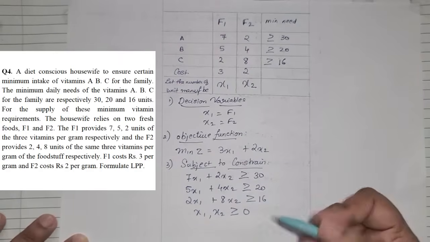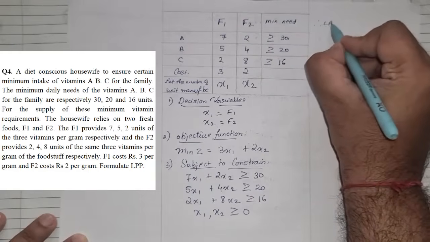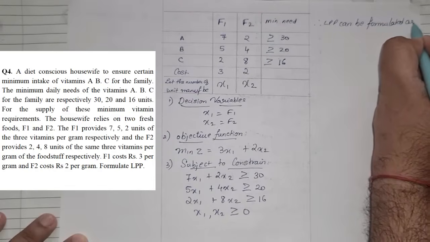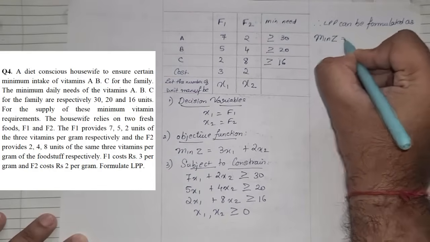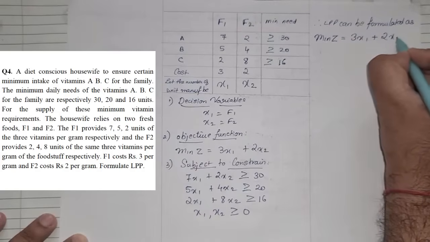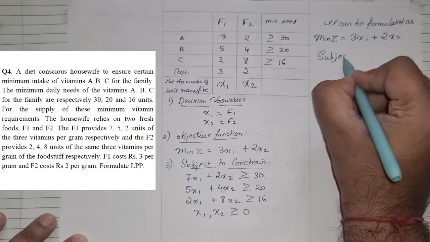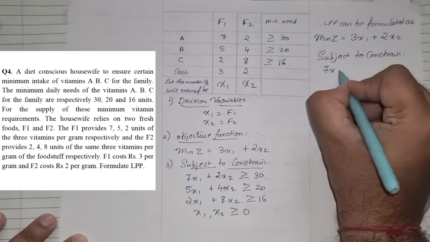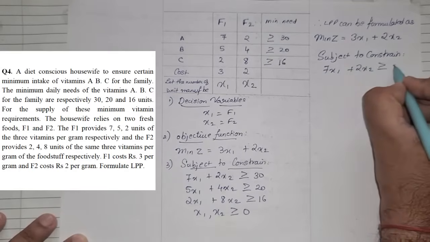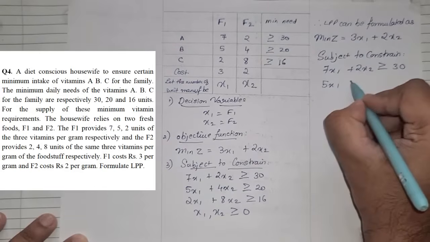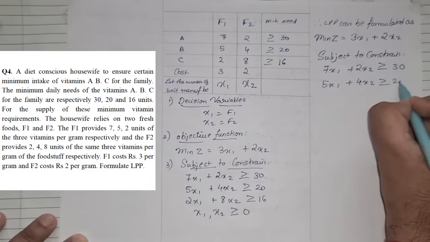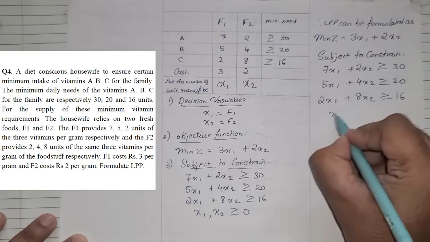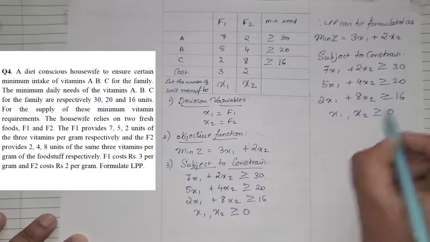Once you have done this, now I can finally write, therefore LPP can be formulated as minimum z is equals to 3x1 plus 2x2, subject to constraint 7x1 plus 2x2 greater than equals to 30, 5x1 plus 4x2 greater than and equals to 20, 2x1 plus 8x2 greater than and equals to 16, and last x1 x2 are greater than and equals to 0.